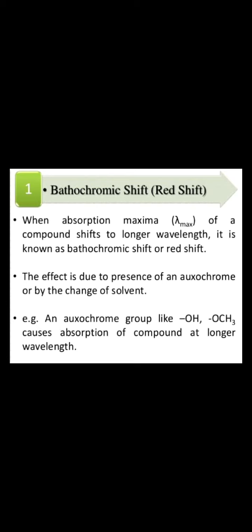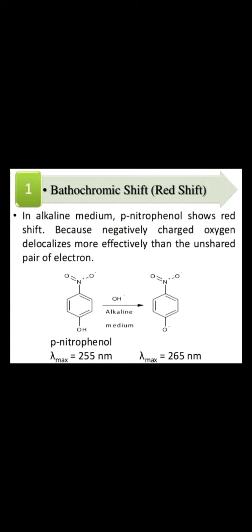For example, auxochrome groups like OH, OCH3 cause absorption of a compound at a higher wavelength. In alkaline medium, para-nitrophenol shows a red shift or bathochromic shift because the negatively charged oxygen delocalizes more effectively than the unshared pair of electrons. So para-nitrophenol has lambda maximum equal to 255 nanometer, but in the presence of alkaline medium it converts to lambda maximum equal to 265 nanometer, due to the negative charge on oxygen.